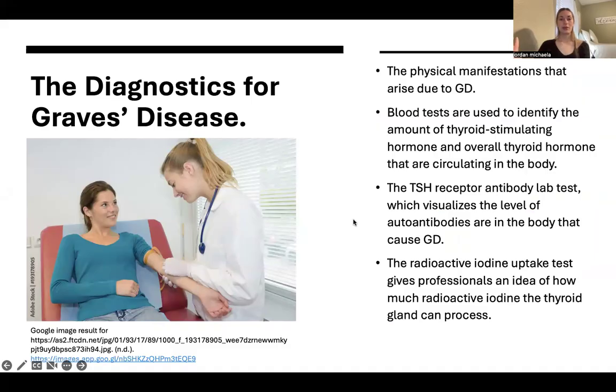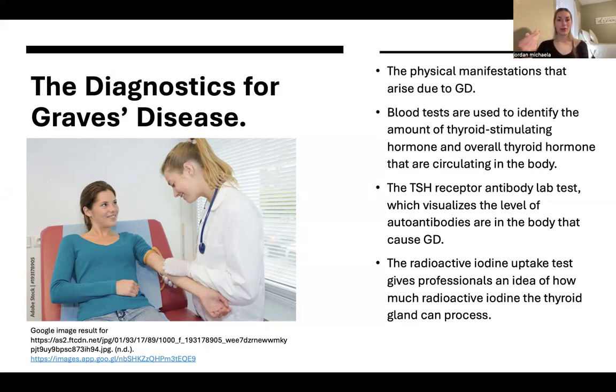So, how can we diagnose Graves' disease? First of all, if you see physical manifestations such as a goiter or your eyes are bulging, you should definitely get checked. Blood tests are used to identify the amount of thyroid stimulating hormone in the body and overall thyroid hormone. If there is not a lot of TSH in the body, this could be a big indicator that you have Graves' disease because your thyroid is being stimulated by these autoimmune antibodies that are being produced by Graves' disease.